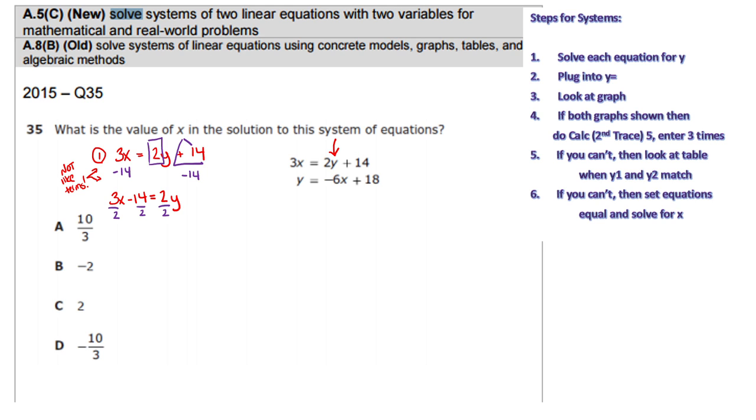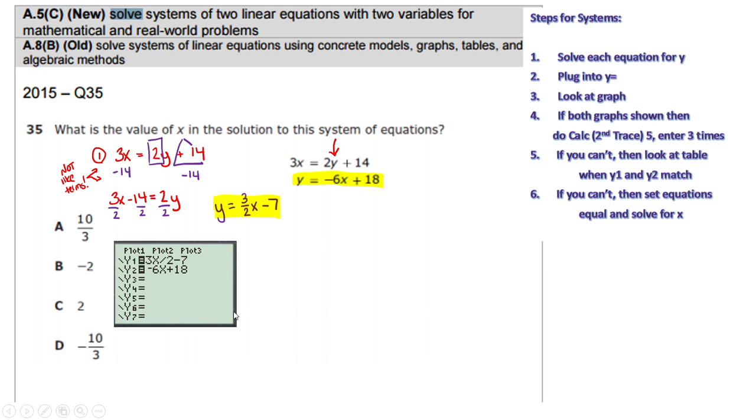And then we need to type this in our calculator. So 3x divided by 2 becomes 1.5x, which you can use that decimal, or you can use 3 divided by 2. 3 divided by 2 is our fraction form of 1.5, and negative 14 divided by 2 is negative 7. So here's my two equations. Because we solved the first one, it came out to be this. The next thing you need to do is plug them both into your y equals key.